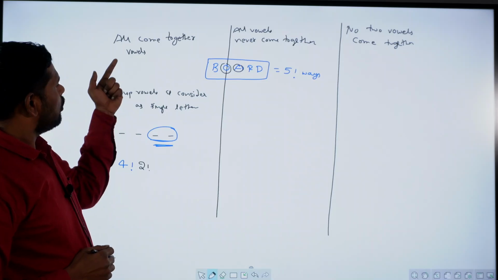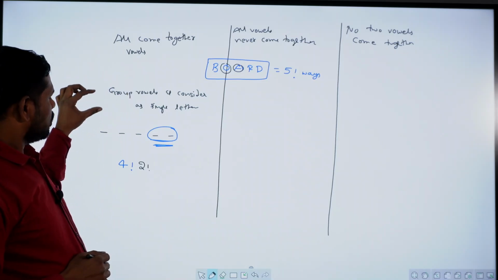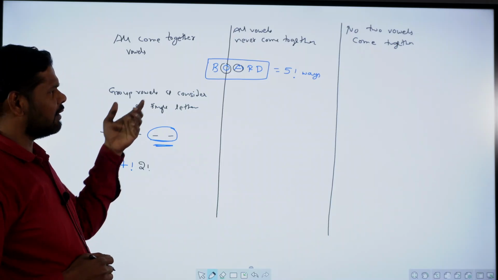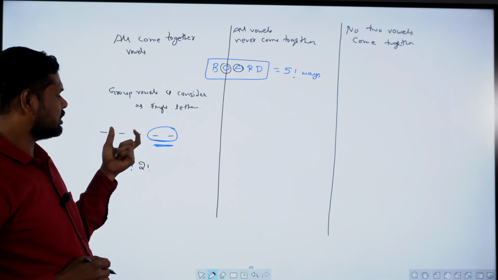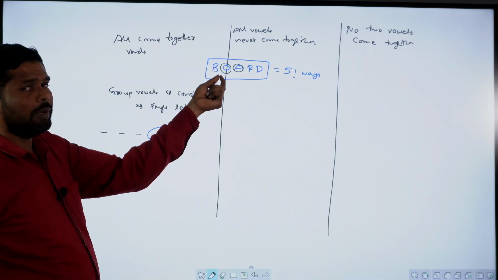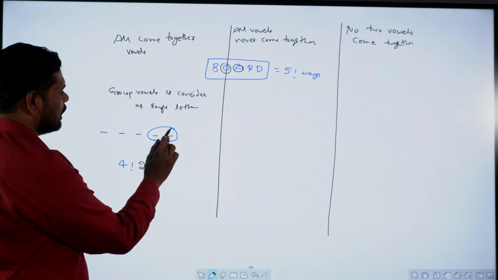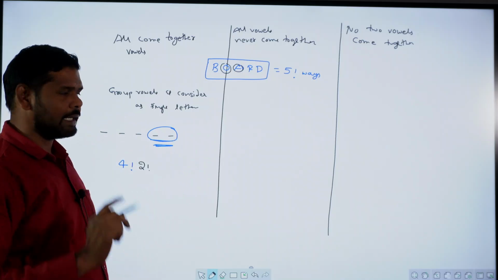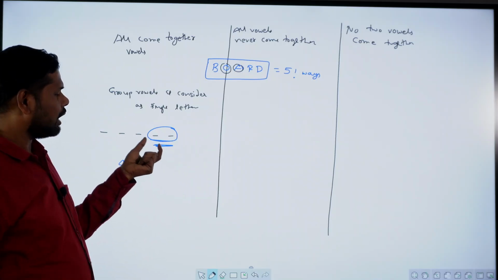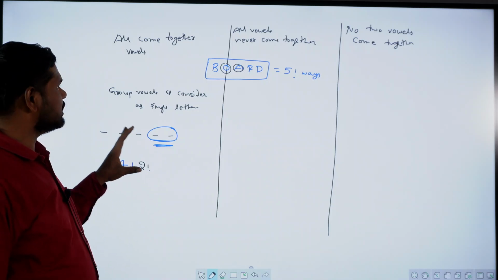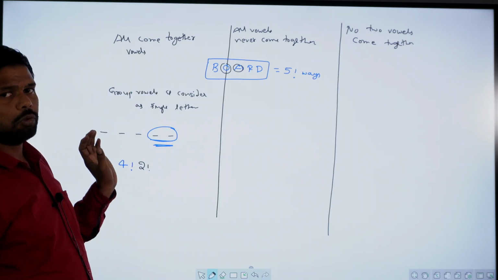So for all vowels coming together, first you need the total number of five letters, and in that, segregate how many vowels there are and how many consonants, here three. Just group the vowels as a single unit and consider that vowel group as a single letter. 3 plus 1 is 4. 4 letters can be arranged in 4 factorial into 2 factorial ways. This is the result when all vowels come together.